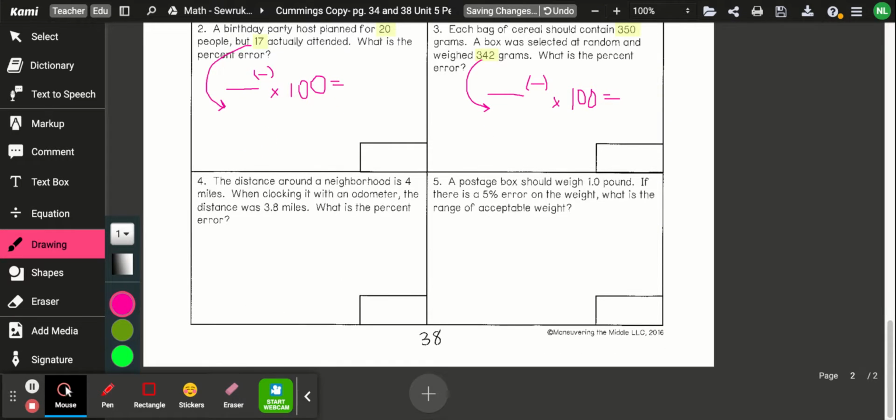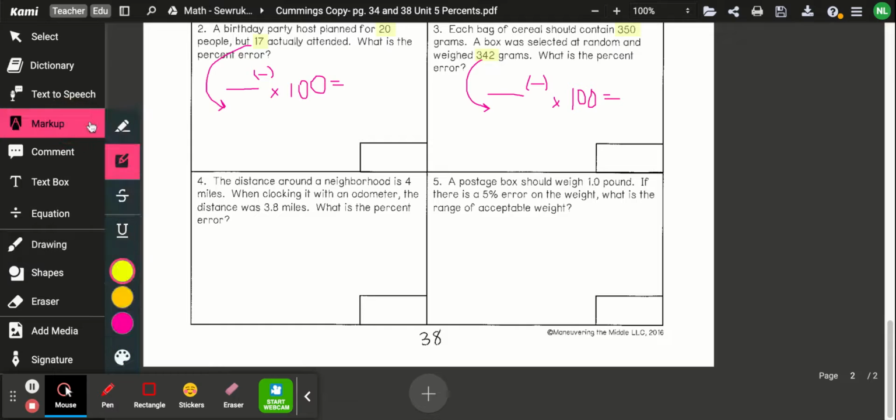Question number 4: the distance around a neighborhood is 4 miles. When clocking it with an odometer, the distance was 3.8 miles. So we're going to highlight 4 because it's 4 miles. That's how much it should be. But when clocking it with an odometer, it's actually 3.8 miles.